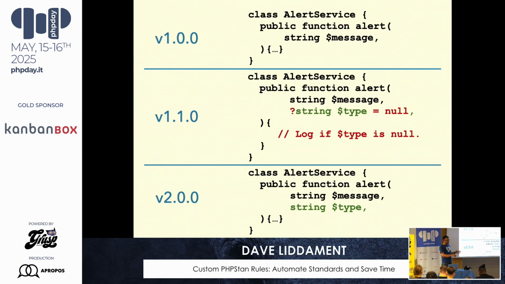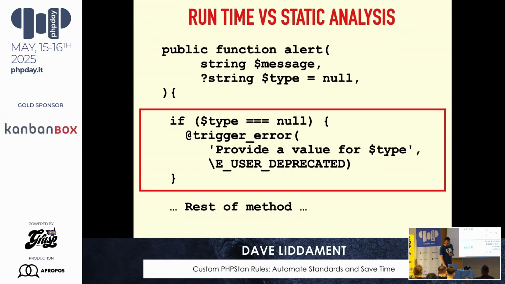And if we created that, what probably would happen inside the alert method is we could trigger a deprecation warning if type was null. So this is a runtime way of doing things to warn people that they're going to have to make a change ready for version 2.